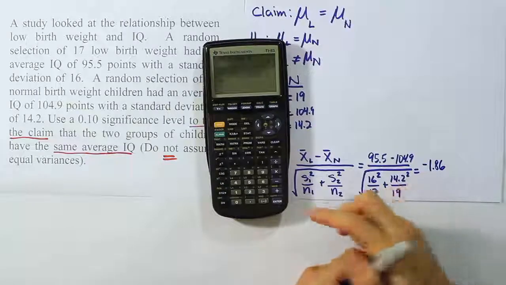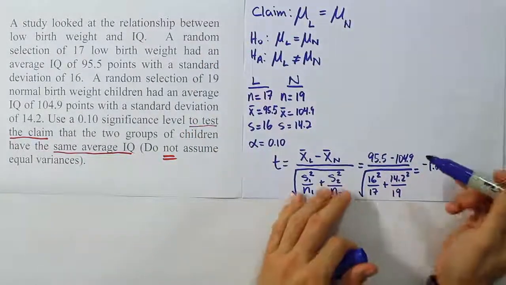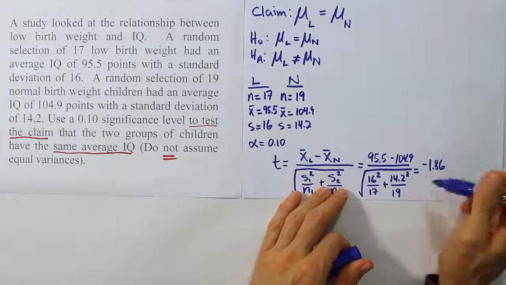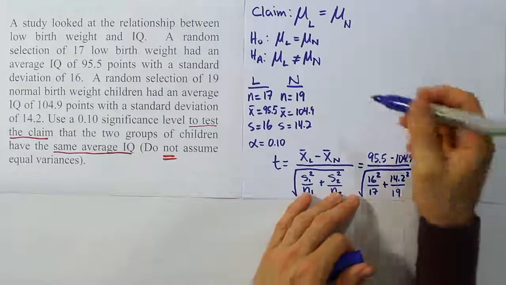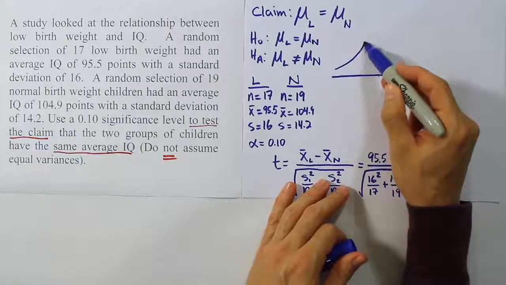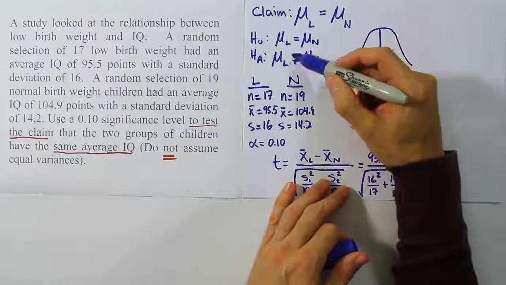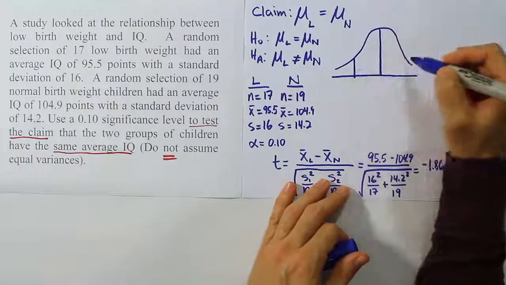Okay, with that test stat, what we're going to do is now plot it on a curve to see where it lands compared to our critical value. So the curve here, since it's a t-test, looks like a bell curve, right? And because of our alternative hypothesis having the not equal to sign, it'll be a two-tailed test.